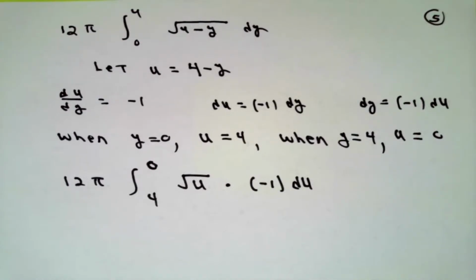The integral that I have to calculate is 12 pi times the integral from 4 to 0 of the square root of u times negative 1 du. This looks kind of weird because the number upstairs is the smaller one of the two, but everything will work out all right because of the factor of negative 1.